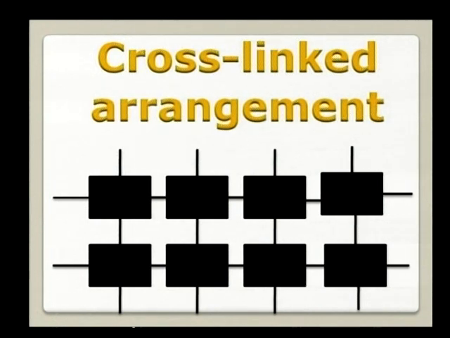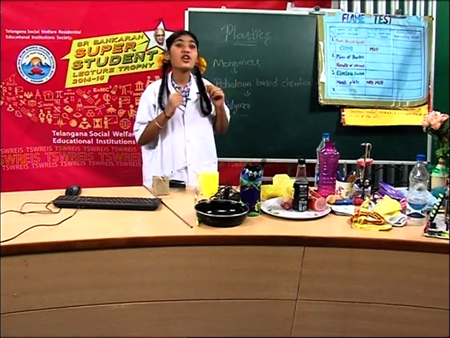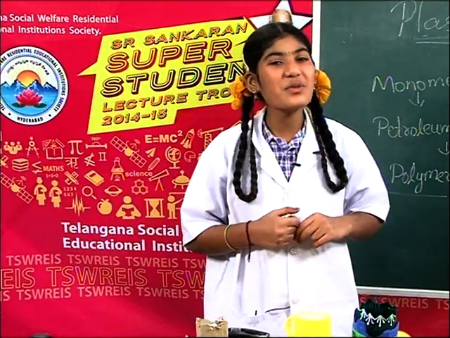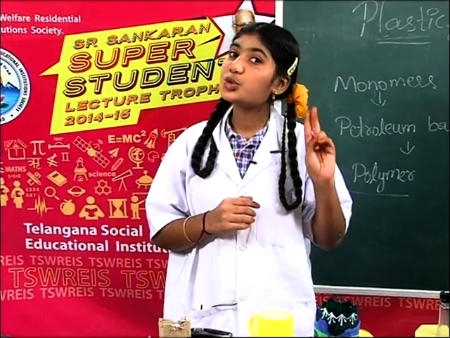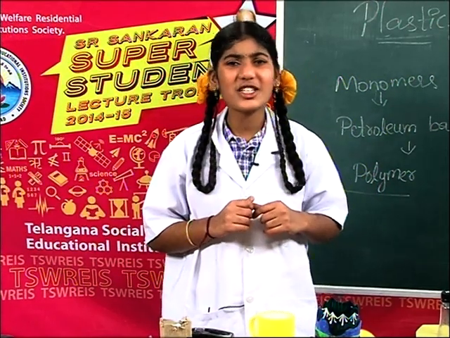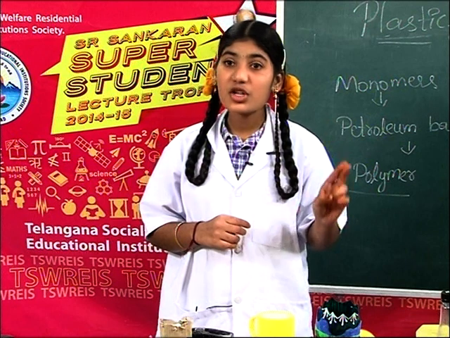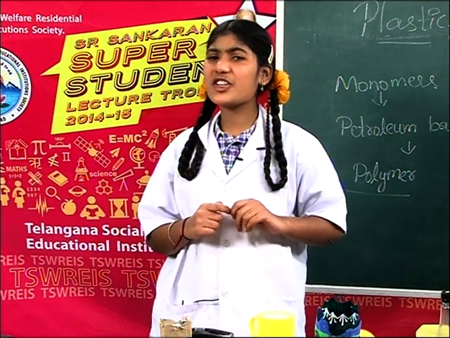What are the arrangements of plastics, friends? There are two ways of arrangement. One is linear arrangements of monomers and another is cross-linked arrangements of monomers. Friends, remember this. This is very important and it carries 2 marks in your examination. Did you understand, friends? It carries 2 marks in your examinations.